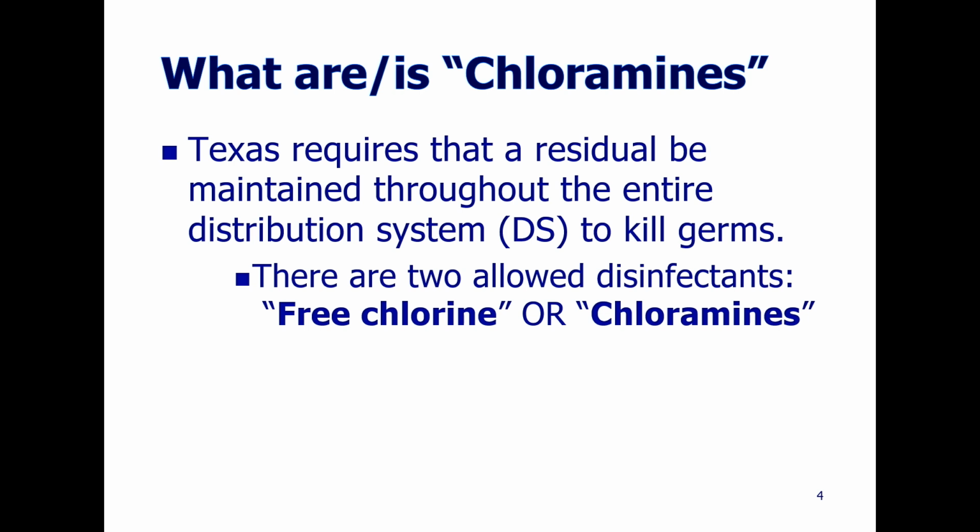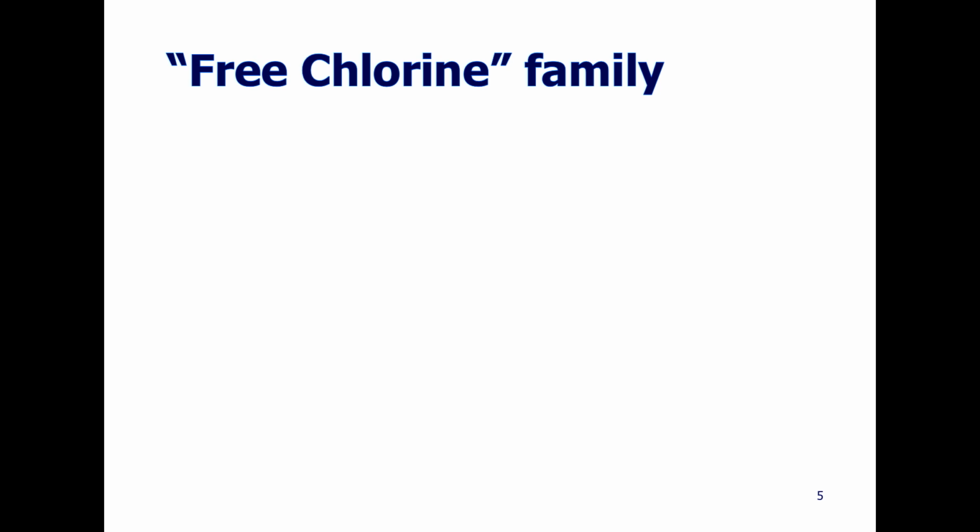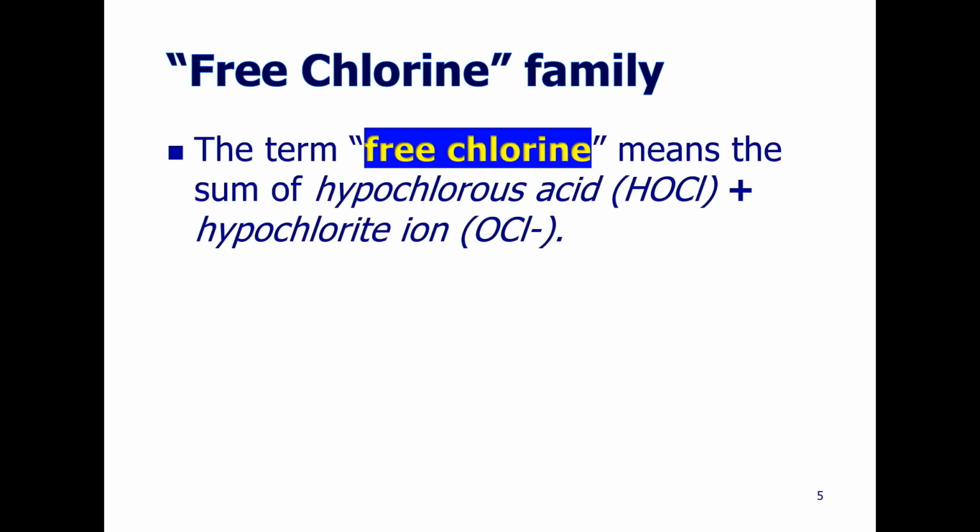So there's two allowed disinfectants, right? Free chlorine, our good old friend free chlorine, and then chloramines. Both of these are families of chemicals. The free chlorine family is made up of two chemicals, hypochlorous acid, hypochlorite ion. Which of these is a better disinfectant? Is hypochlorous the disinfectant? Yes. Or is hypochlorite the disinfectant? Yes. So we had some yeses on the first one. Hypochlorous acid is the one we love for free chlorine, right?